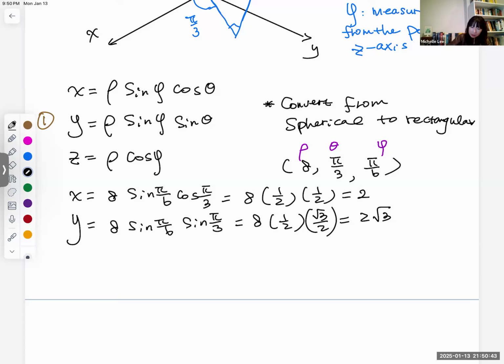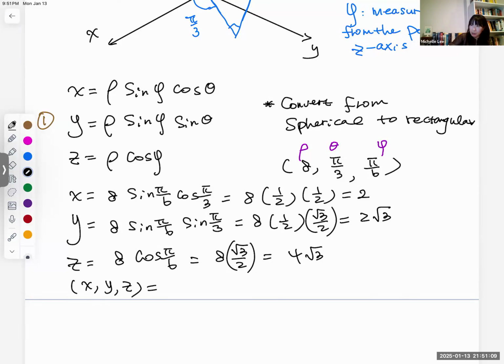Z equals rho cosine phi, which is 8 cosine pi over 6. Cosine pi over 6 is the square root of 3 over 2, then we get 4 square root of 3. So we have x, y, z equal to 2, 2 square root of 3, 4 square root of 3. That's the rectangular coordinate.